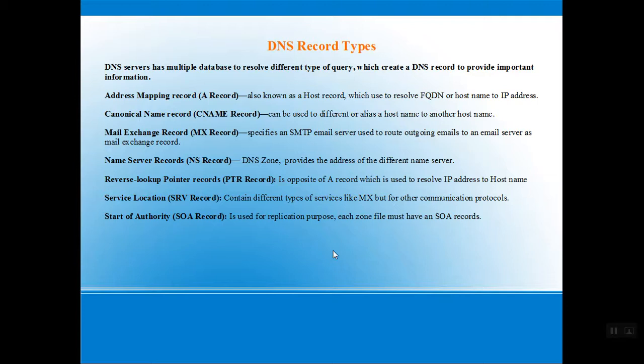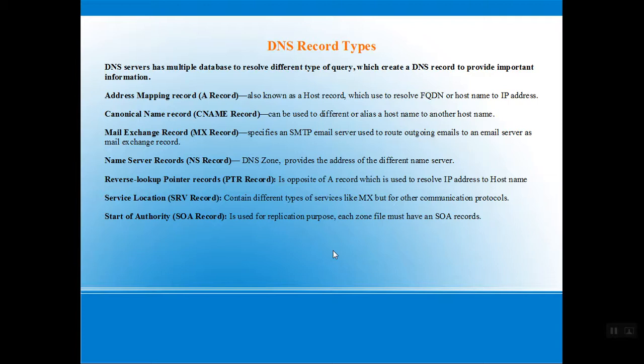That's called a DNS record. We have A record, CNAME record, MX record, NS record, PTR record, SRV, and SOA. In simple words, the A record is used for mapping records. CNAME is a canonical name, which is a duplicate name of that site.